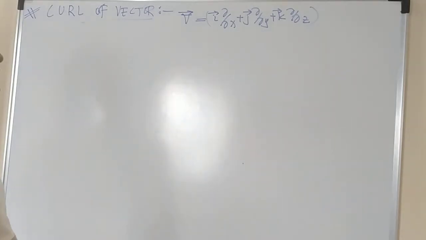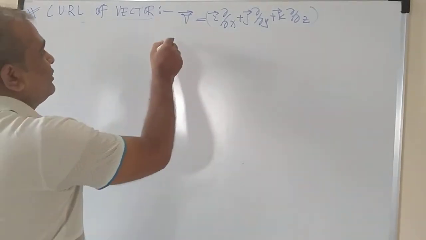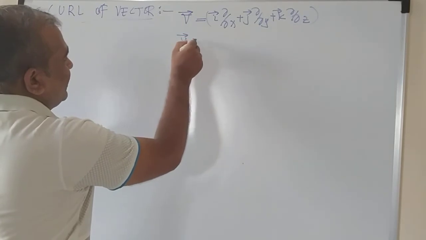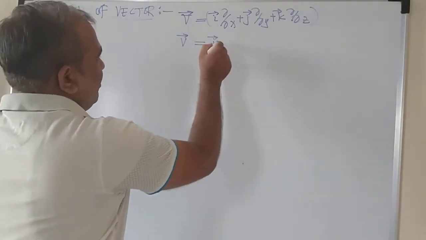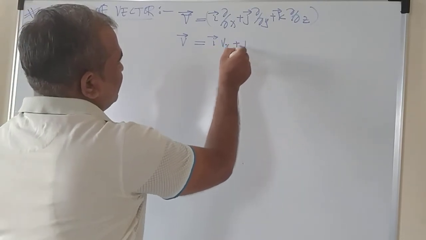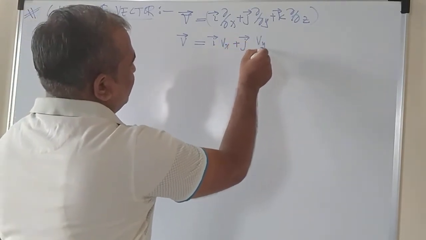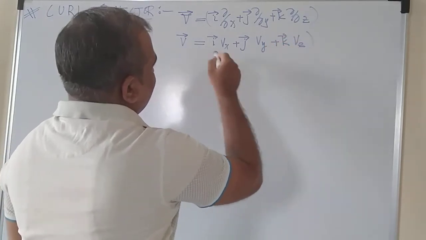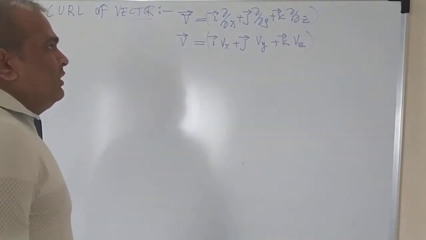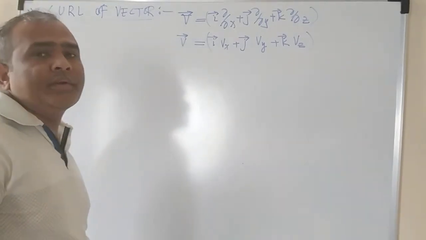Now, one more thing that we need to consider here is a vector field. So, let us say V bar is a vector field, and let us say the components of the vector field are i bar into Vx plus j bar into Vy plus k bar into Vz. So, this is a vector field, and del bar is a differential operator.